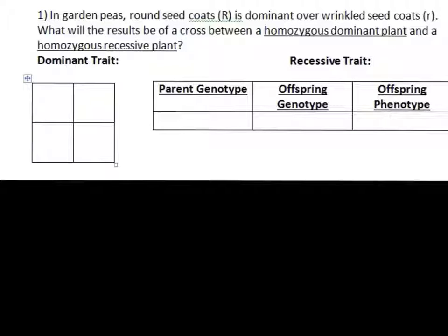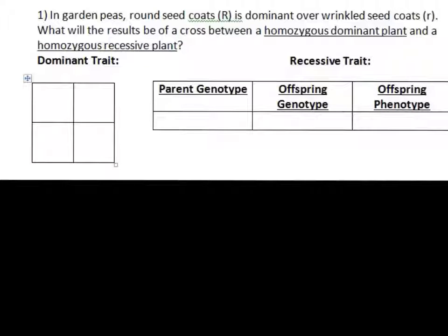It says, in garden peas, round seed coats, which here I tell you to represent with a capital R. That information won't always be in the problem, but for these simpler ones, it's in there. So in garden peas, round seed coats, capital R, is dominant over wrinkled seed coats, lowercase r. Again, remember, we're going with the first letter of the dominant trait. So even though it's wrinkled, we're still using a lowercase since that's recessive. What will the results be of a cross between a homozygous dominant plant and a homozygous recessive plant?